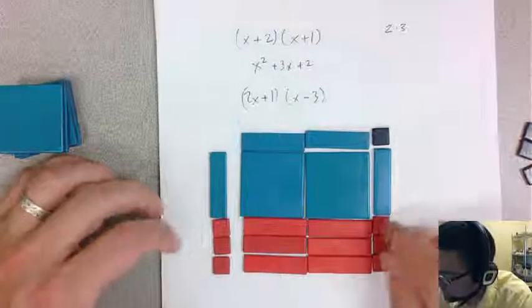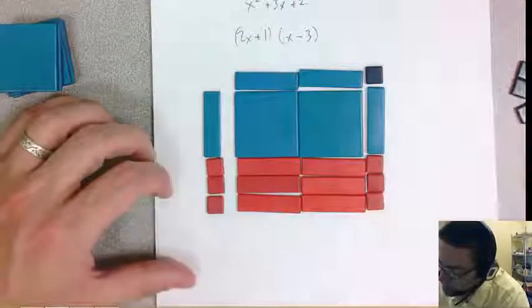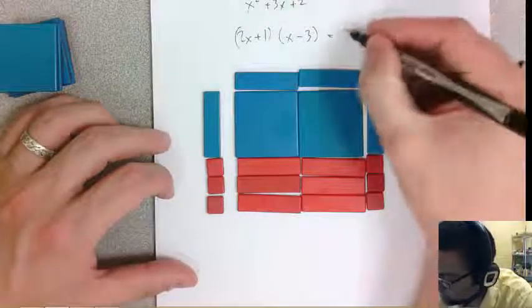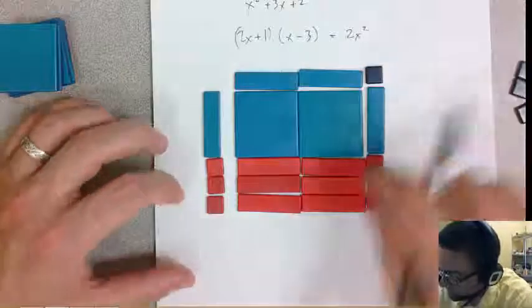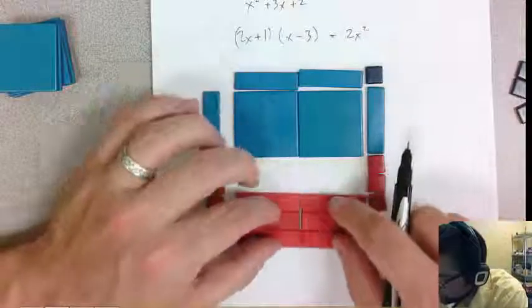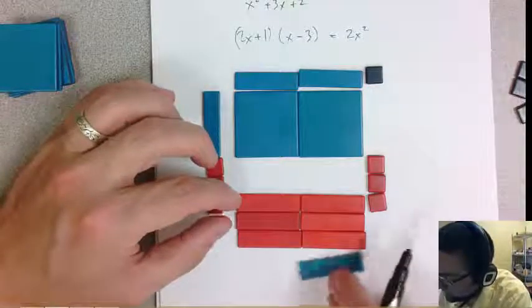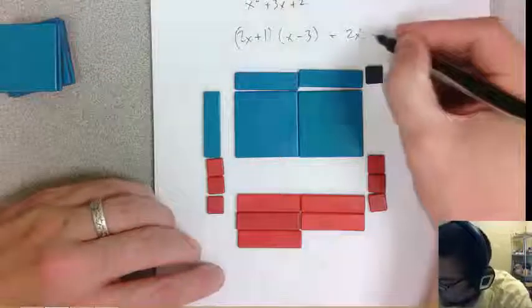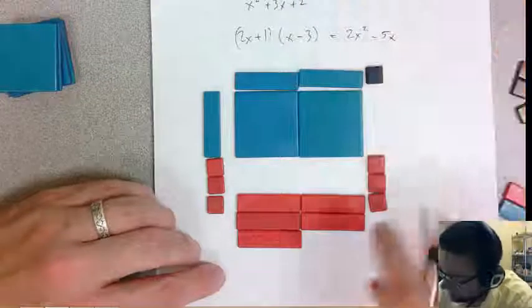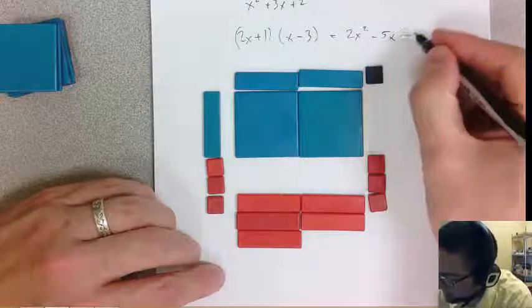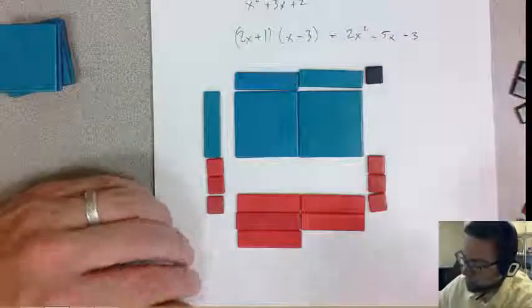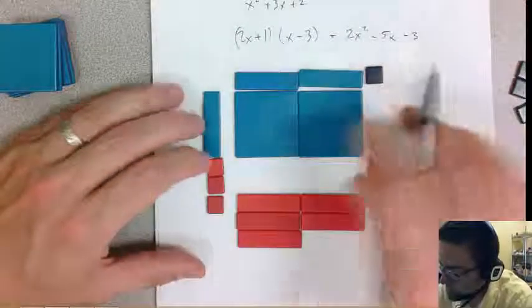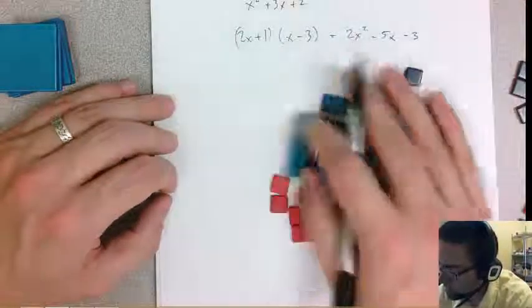Okay, so the solution would be 2x squared. And now I have negative 6x's and a positive 1x, so that makes a zero pair with one of them that gets canceled out. And so I have negative 5x and negative 3. Okay, so that is the multiplication of those two binomials.